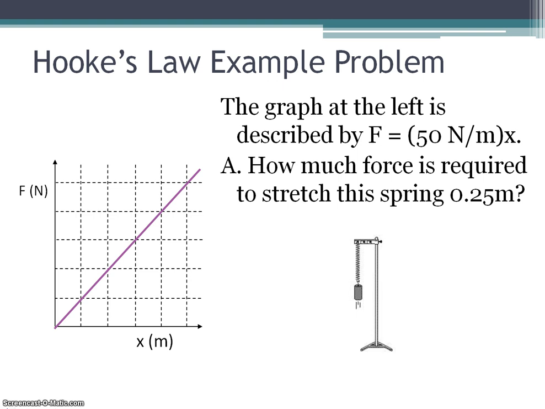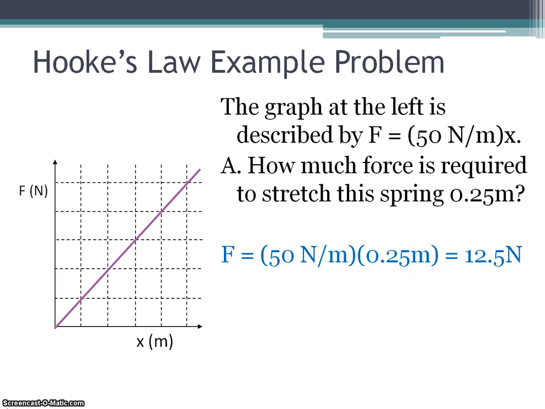Since we're given the distance and we are already given the equation, we can simply put the 0.25 meters into the equation. The only thing you have to watch for is to make sure that if the spring constant is in newtons per meter, the distance is also in meters. The same thing would be true if they gave you the spring constant in newtons per centimeter. You would then want to use centimeters for your displacement. As long as the distance unit is the same, it doesn't actually matter what it is. So here we find the force to be 12.5 newtons, which seems fairly reasonable for this type of spring.